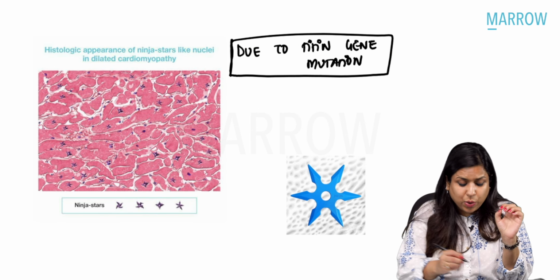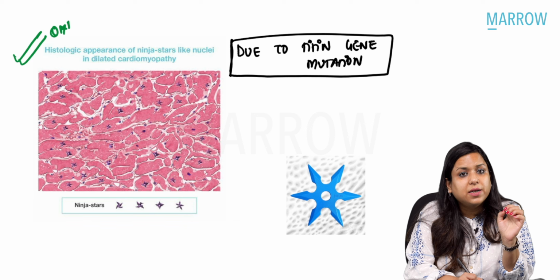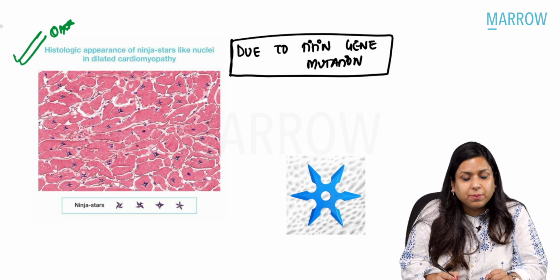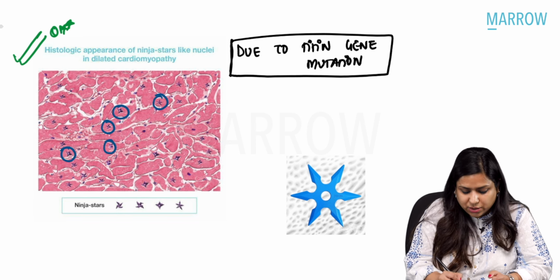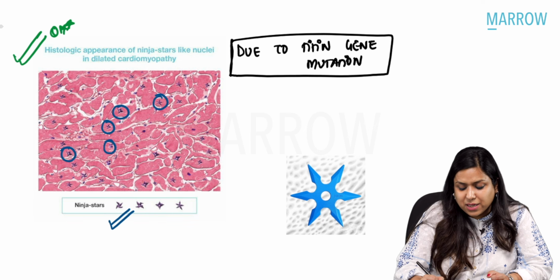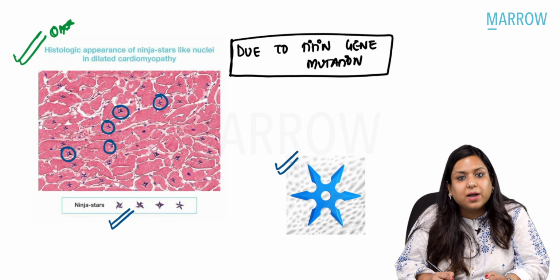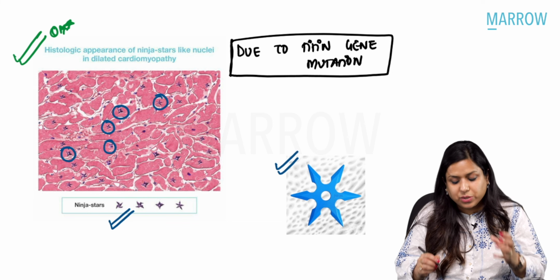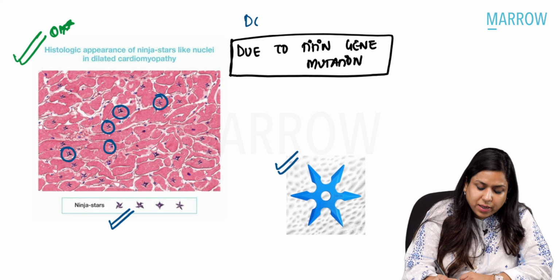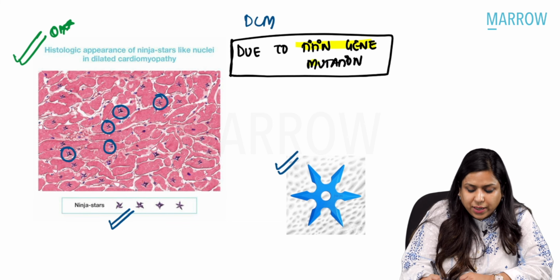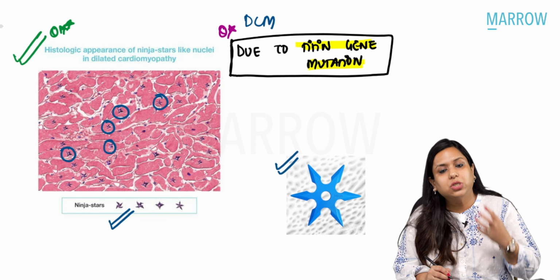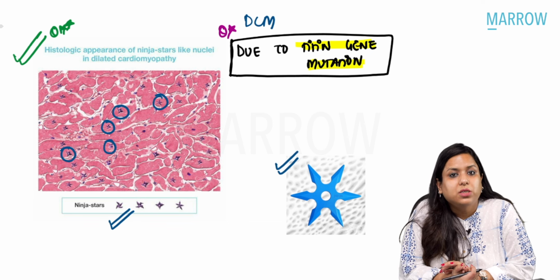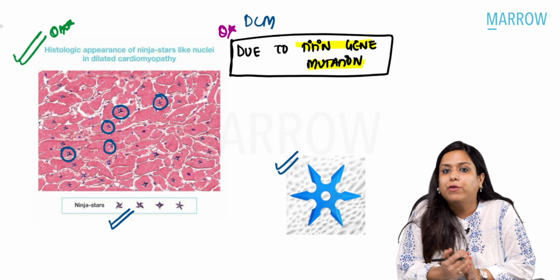Histologically, students, this is one latest image. This image can be asked in the next paper also. This is the cardiac biopsy, and in this, can you appreciate these nuclei in the center? Don't you think they look like ninja stars? Ninja stars are like these, right? These are called ninja star nuclei. And where will you see these ninja star nuclei? They are seen when the dilated cardiomyopathy is due to titin gene mutation. So, if there is dilated cardiomyopathy due to titin gene mutation, it will show ninja star nuclei. This is another potential image for future exams.